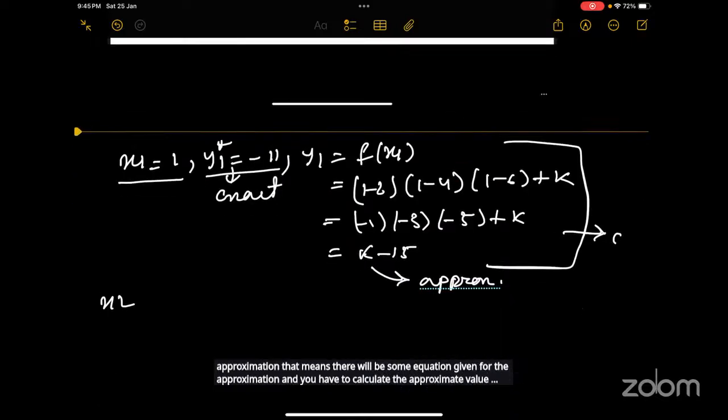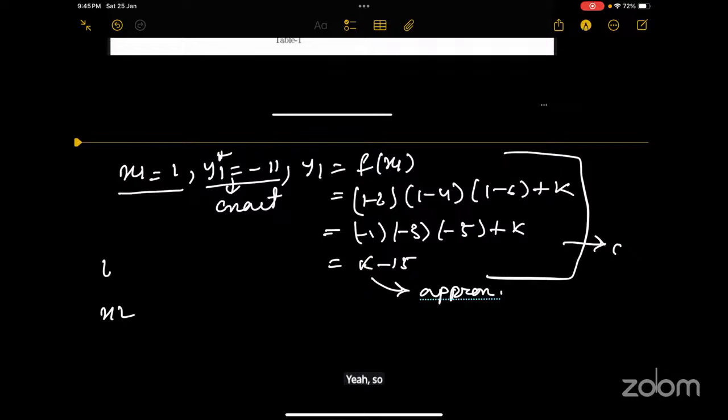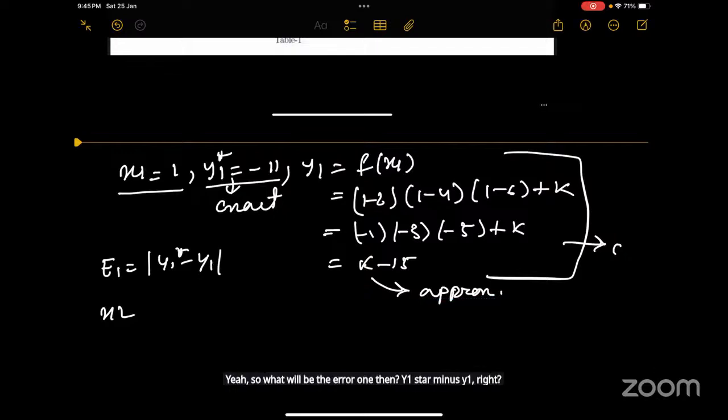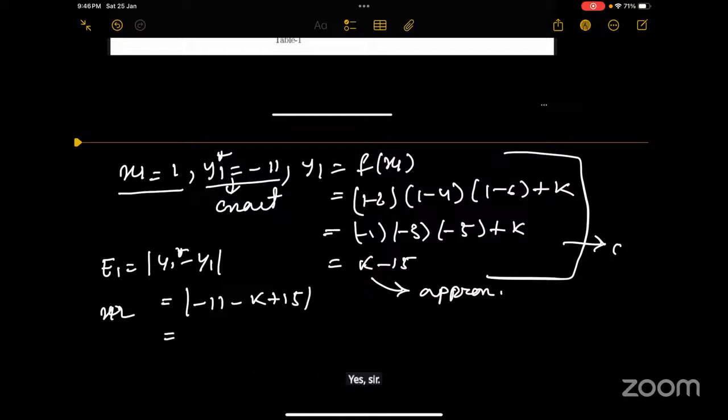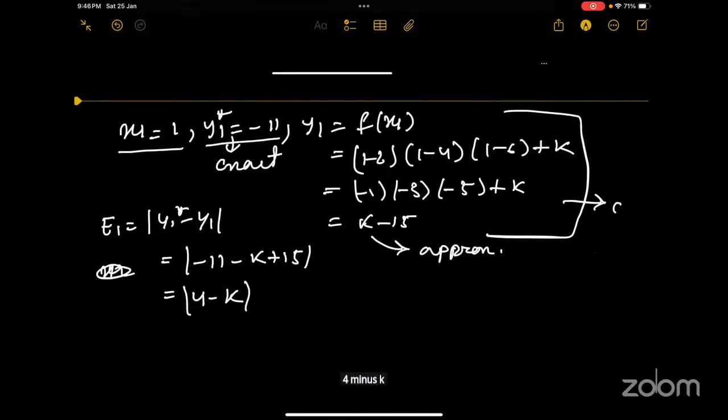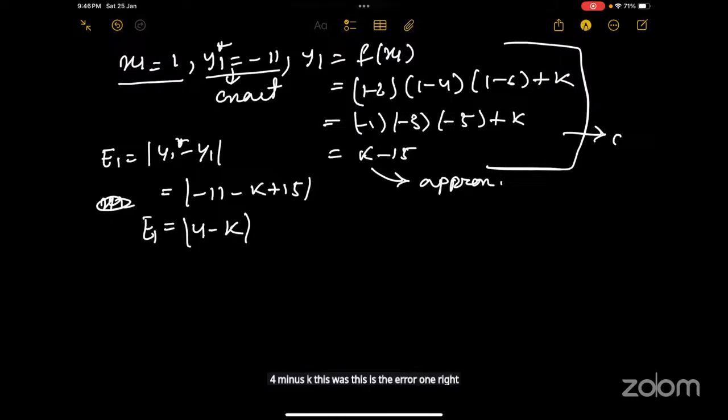Okay? Yeah. So what will be the error 1 then? y1 star minus y1, right? It was the formula, right? That means minus 11 minus k plus 15, so 4 minus k. This is the error 1, right? Similarly, we can calculate error 2, error 3, and so on.